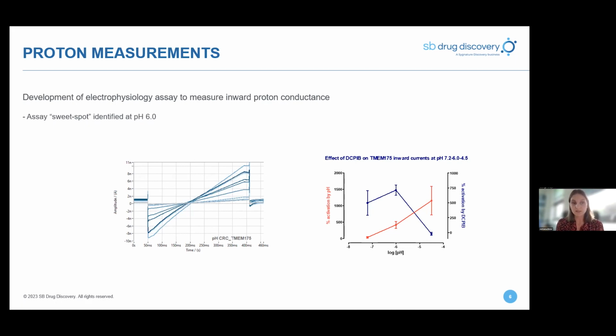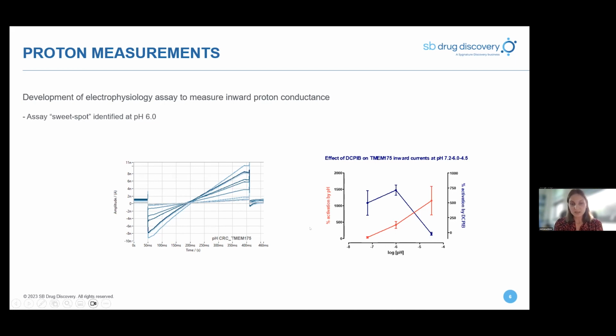And we found this sweet spot, as we refer to it, at pH 6. This represents a pH CRC of TMM 175, with application of different pH values going from 7.2 all the way down to 4.5. And hopefully you can see that the lower the pH, the higher the proton conductance. Now, what I mean by the sweet spot at pH 6.